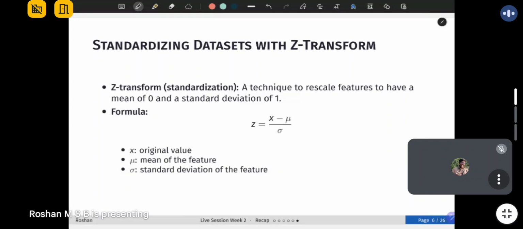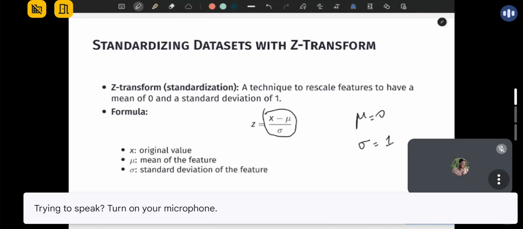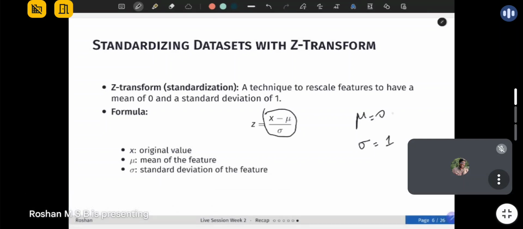So the Z transform is quite popular to rescale features in your data set, to have mean 0 and standard deviation 1. Okay, and this is the formula that does it. For each data point, you subtract the mean so that the distribution gets centered around 0, and divide by the standard deviation so that the final standard deviation for that specific data set is 1. Any doubts in this Z transform?